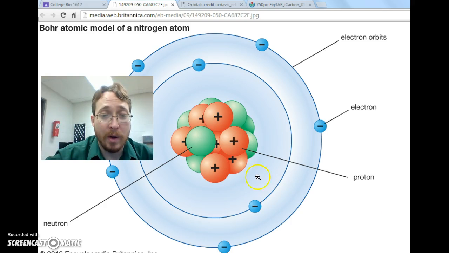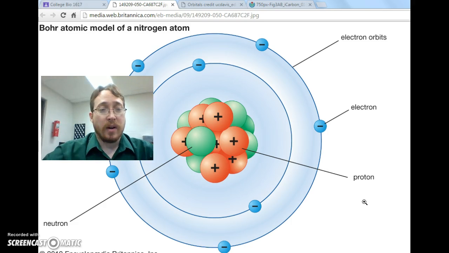Atoms have two primary regions. They've got our nucleus, and they've got our electron cloud that surrounds the nucleus. Within the nucleus we have two of our subatomic particles, our protons and our neutrons, and within the electron cloud we have our electrons. Though this is a very common model, it is inaccurate for some reasons.